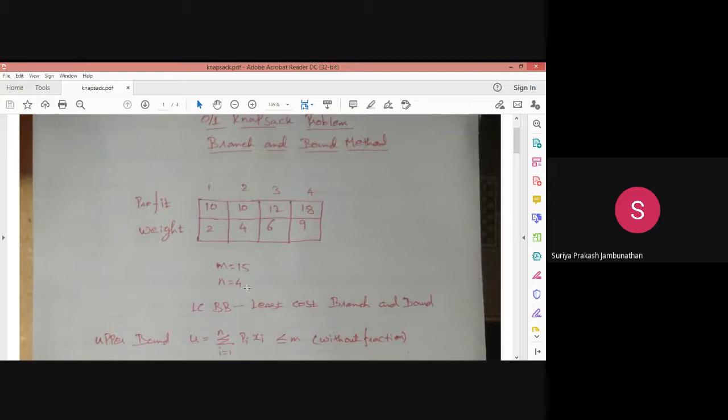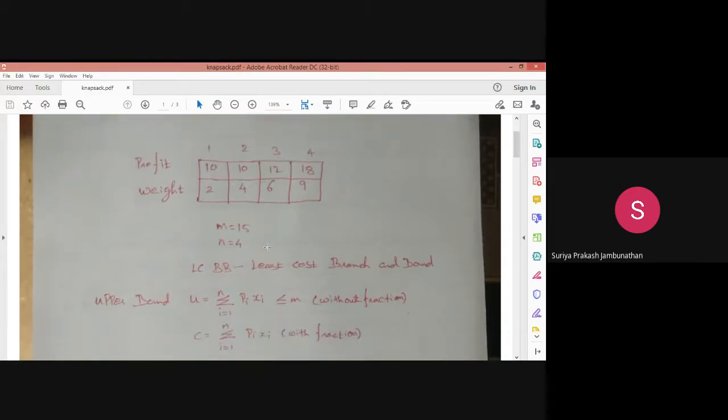The question will be asked like this: LC branch and bound, least cost branch and bound. This is an important question in module 5. We have to identify the least cost branch and bound for this particular problem. First of all, we have to identify the upper bound and the cost. The upper bound is taken by calculating the profit and the weight, and whatever profit and weight you calculate should be less than or equal to the knapsack capacity.